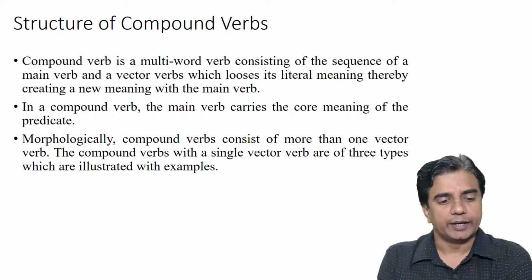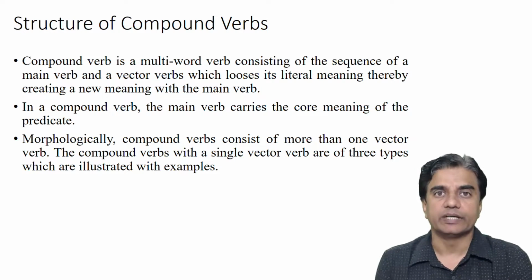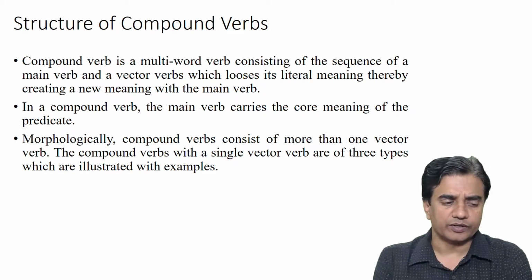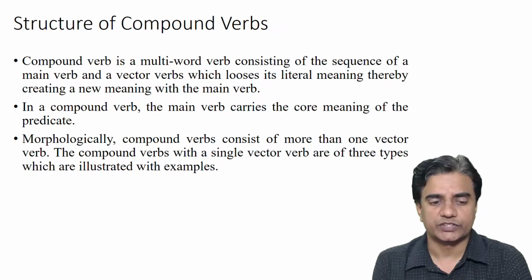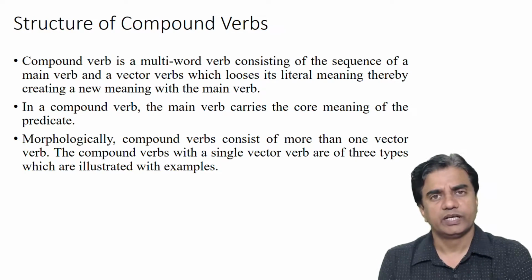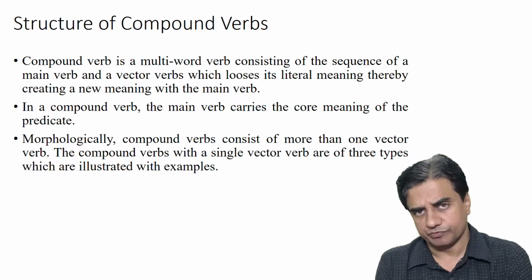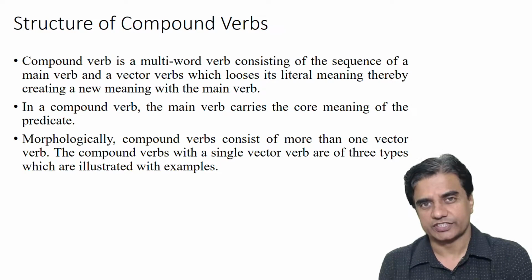It's called a multi-word construction, a multi-word sequence where the main verb V1 is called the main verb and V2 is called a vector verb. The vector verb, which is V2, performs all the syntactic functions.